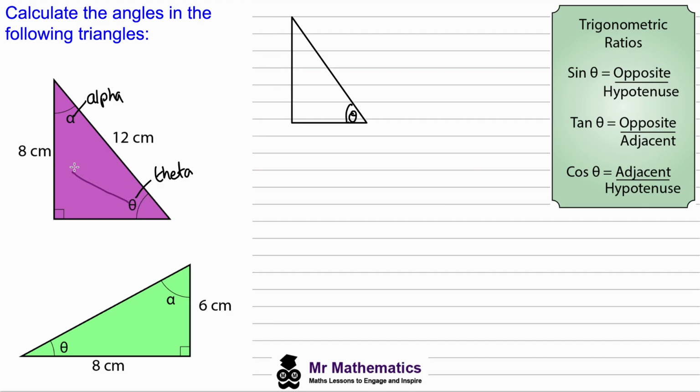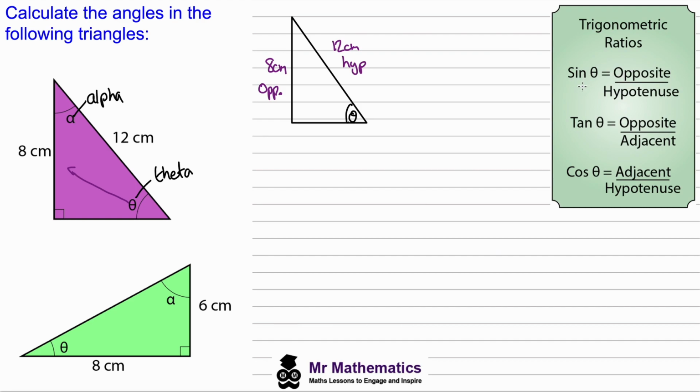If we sketch this diagram to work out this angle theta, then we can see that opposite this angle we have the 8 centimeter length. Because it is opposite the angle, we call this the opposite side, and this is 8 centimeters. So we'll label this as opposite. And then opposite the right angle, we have the hypotenuse length, and this is 12 centimeters. Okay, so we've got the opposite and the hypotenuse.